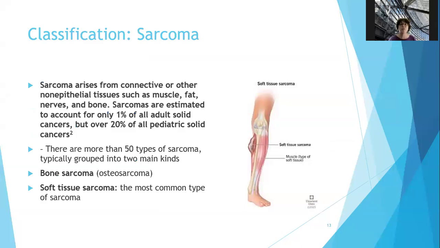Sarcomas are about 1% of all adult cancers, but 20% of pediatric. And when you say solid cancers, it means there's an actual tumor versus something like leukemia or lymphoma, which are not considered solid cancers. There are more than 50 types of sarcoma, but usually it's either bone or soft tissue. And soft tissue is the most common type, but that's only 1% of adult and 20% of pediatric. And the few pediatric cancer patients I've worked with had sarcomas.